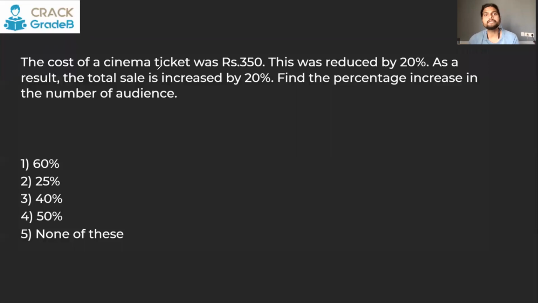The cost of a cinema ticket was 350. This was reduced by 20%. As a result, total sales increased by 20%. Find the percent increase in the number of audience. So, first of all, we have to form the equation.